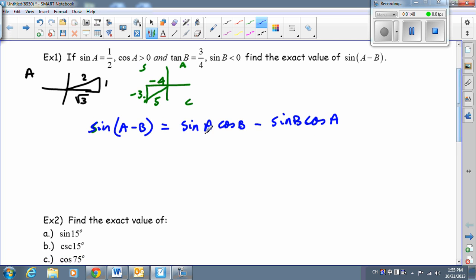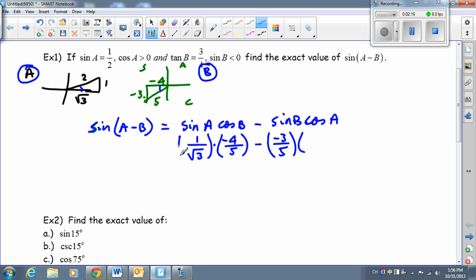Let's replace everything by its value. The sine of A, note that this is A and this is B. The sine of A here, I'm labeling the angles. The sine of A is 1/square root of 3. So I will call this one 1/square root of 3. The cosine of B is -4/5. I will use parentheses here because I have a negative, minus the sine of B. Sine of B here is -3/5. And the cosine of A, I'm going to use parentheses around it. The cosine of A is square root of 3/2.